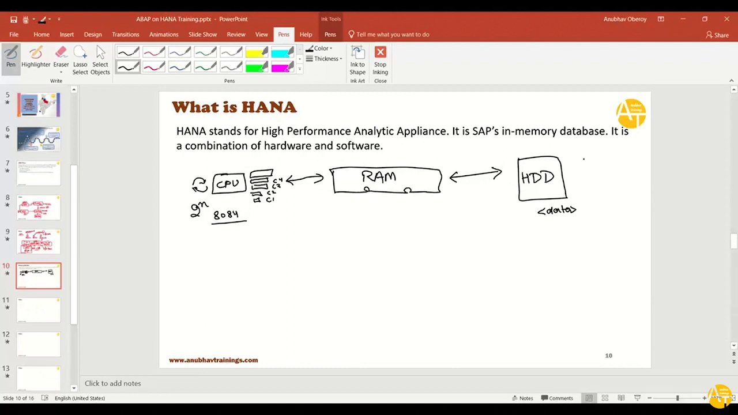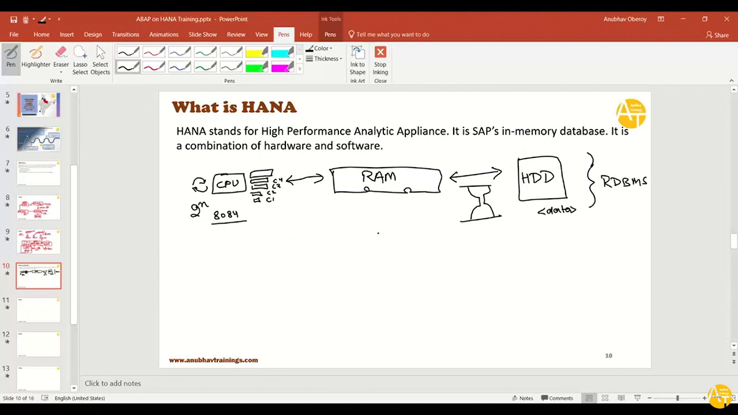But this way of storing data using a traditional RDBMS system is a big problem because it creates a performance bottleneck, and it takes a lot of time to move this data from hard disk to RAM and from RAM to CPU. This is how traditional DBMS systems like MaxDB, IBM DB2, DB6, MySQL, SQL Server, or Oracle database work.